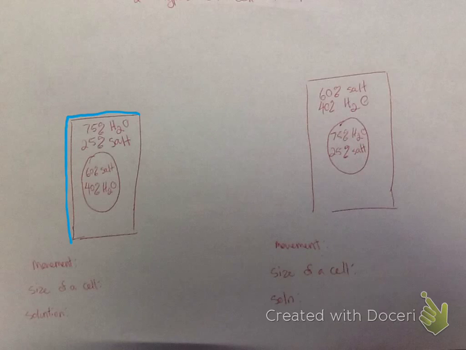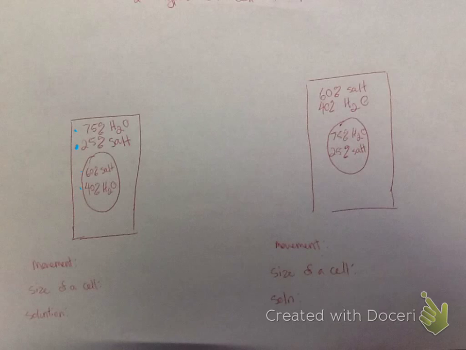The outside portion will be my beaker or container, and then the circle is going to be my cell. So I know I have 60% salt inside my cell, so I labeled it with 60% salt right there. And if I have 60% salt, then 100 minus 60 is 40, so I have 40% water. And then it says outside the cell you have a 25% salt concentration. So outside my cell I have 25% salt, which means that 100 minus 25 is 75, so I have 75% water.